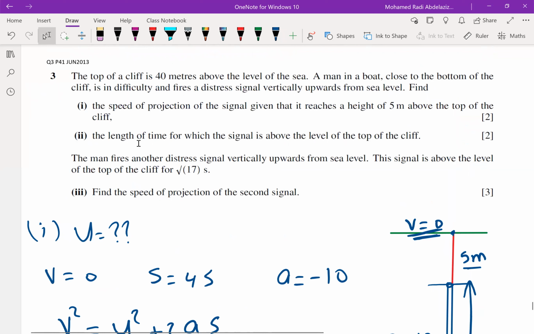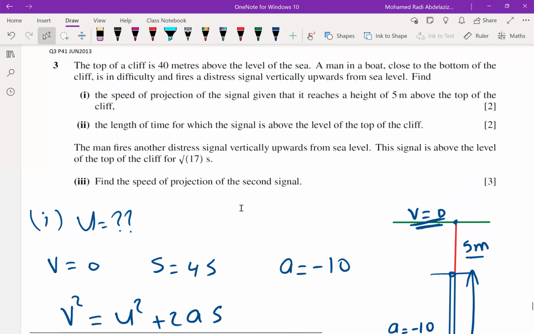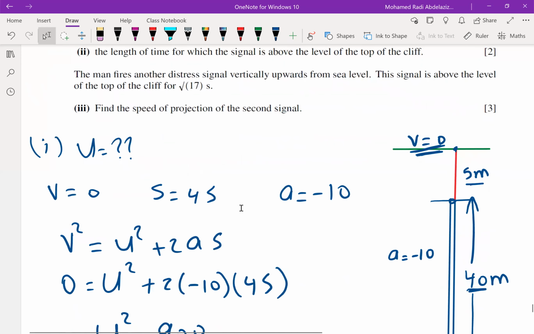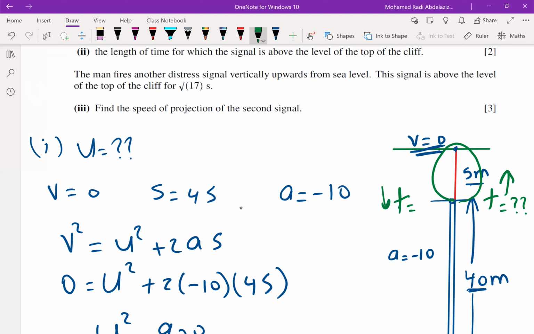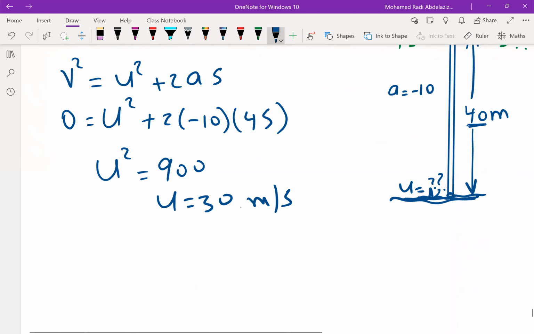In part 2, find the length of time for which the signal is above the level of the top. So to get the length of this time, we can find the time when it is exactly 40 meters. You will get 2 times: when the particle moves up and when the particle moves down. Subtract them to get the duration in between. This is the first method.